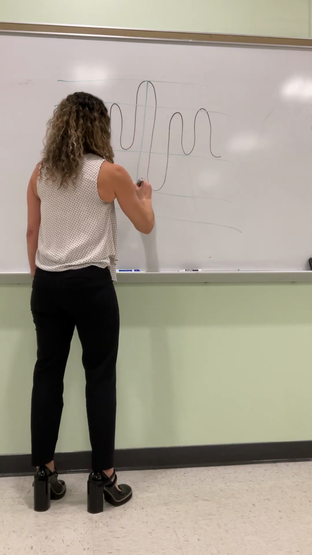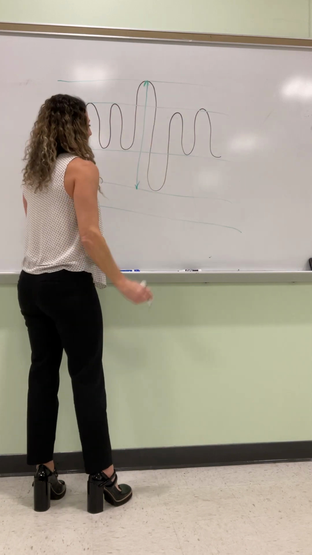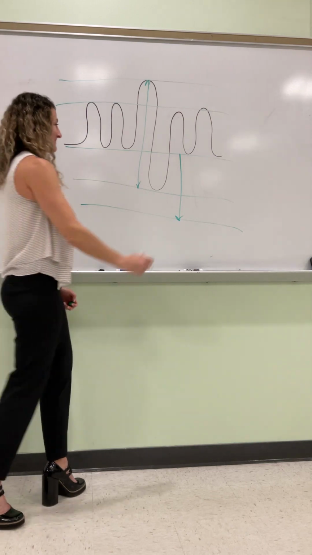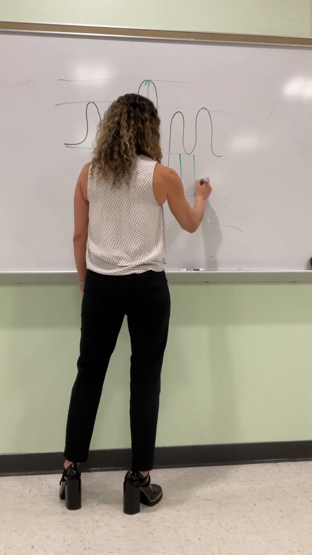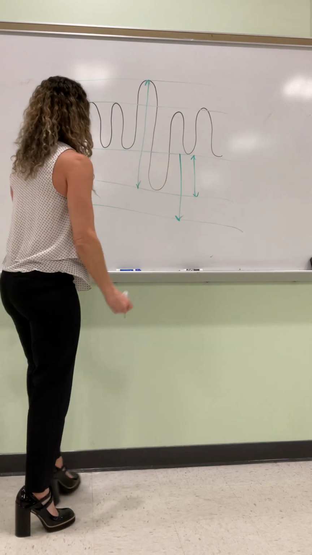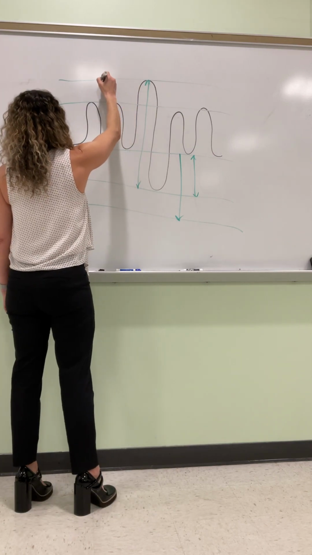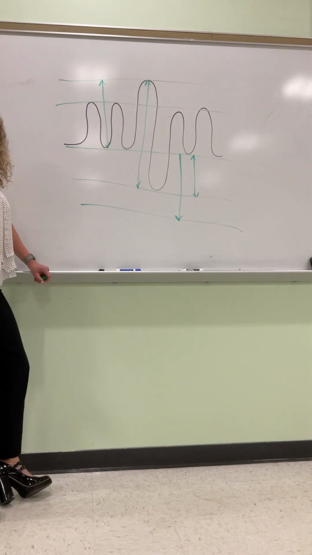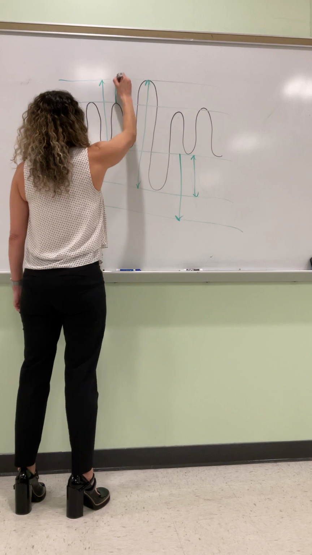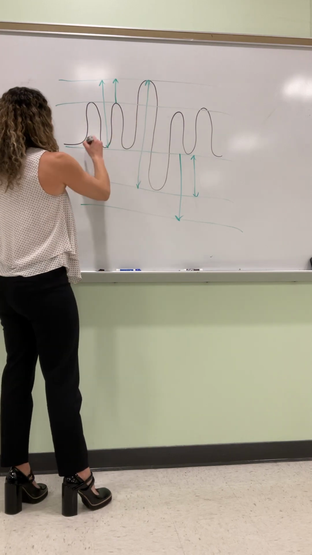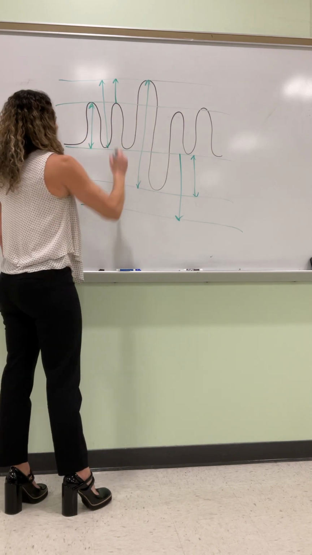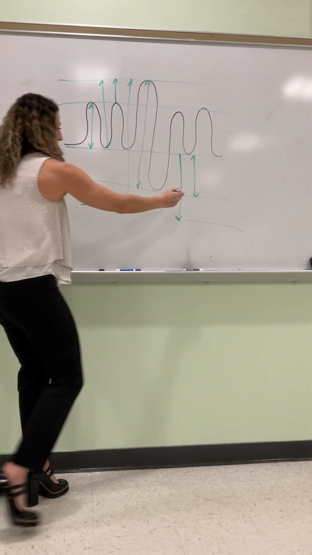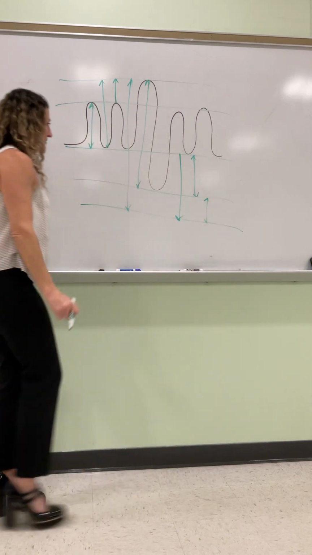What is this one? Vital capacity. Okay, what is this one? FRC. Functional residual capacity. Good. What is this one? Expiratory reserve volume. What is this one? Inspiratory capacity. What is this one? Inspiratory reserve volume. This one? Total lung capacity. Okay, then this one. Residual volume. You guys are amazing.